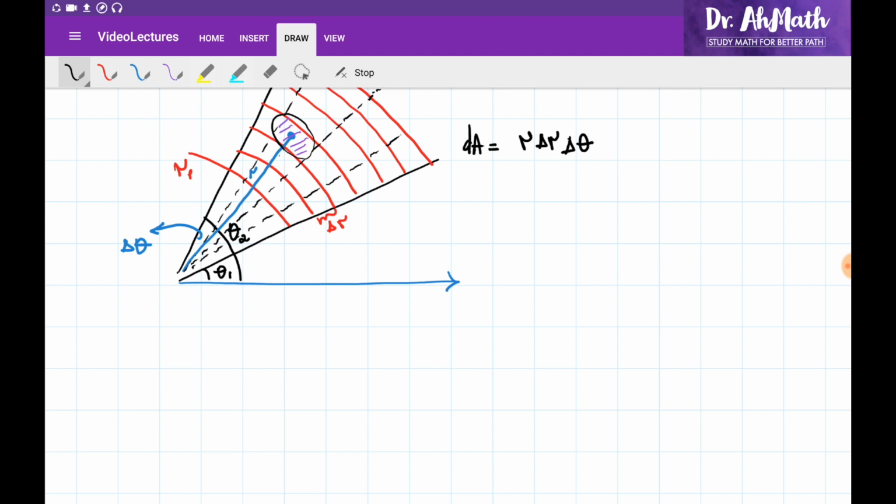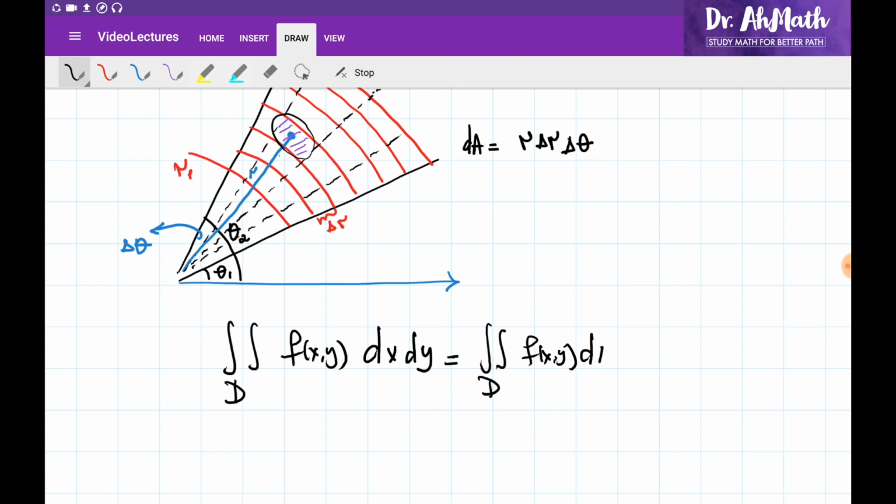And then our double integral of a surface with respect to x and y over the region D would be written as the double integral over the region D of f(x, y) dA.